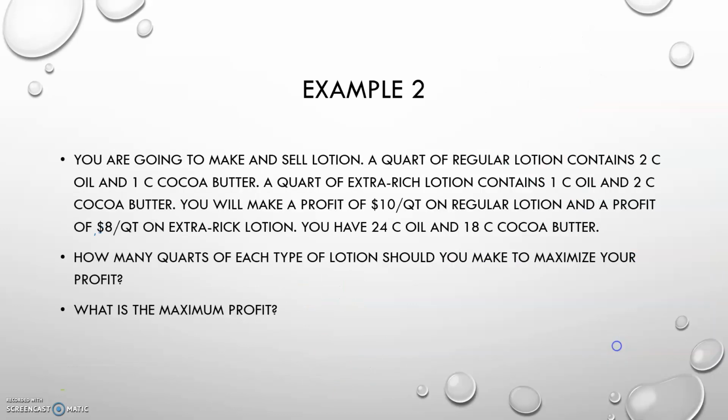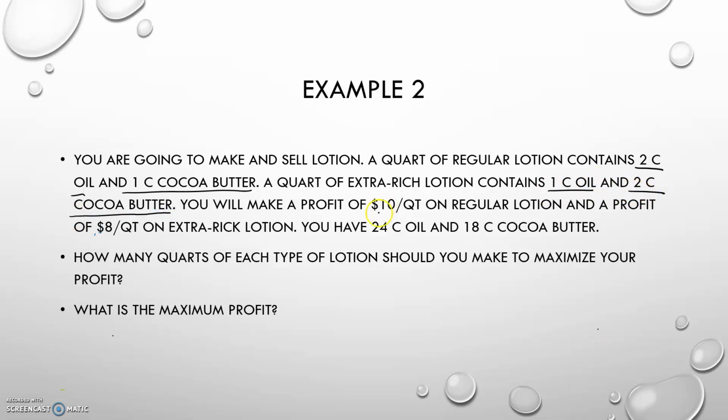So let's look at a real world example that will hopefully help us understand what all of this is saying and what it means. So someone's going to make, maybe not you, but someone is going to make and sell lotion. And they're selling a quart of regular lotion with 2 cups of oil, 1 cup of cocoa butter. But they're also making extra rich lotion. And that has 1 cup of oil and 2 cups of cocoa butter.